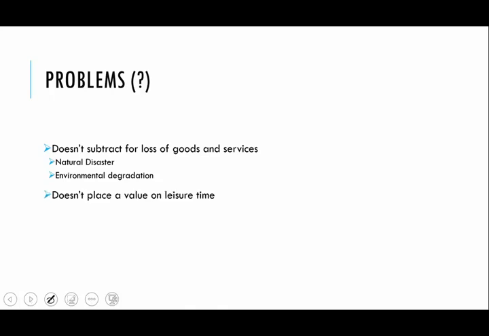GDP also doesn't place a value on leisure time. So as a society becomes more wealthy, people may choose to take longer vacations. Some may even choose to only work part-time. They may choose to stay home and take care of their children if they're wealthy enough to do that. And none of that is valued in gross domestic product. We don't have a way to capture the value of people's leisure time.